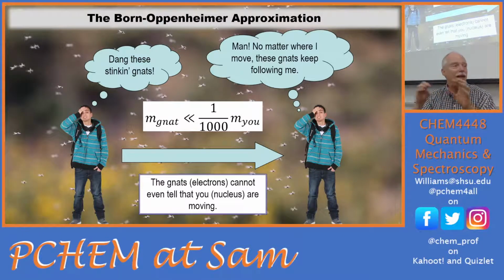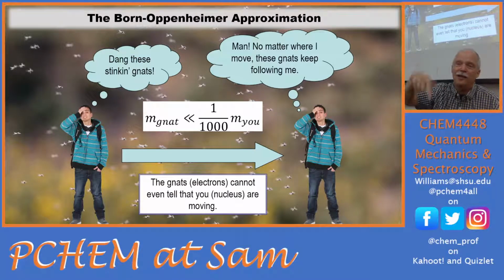So we can take advantage of this, and we can fix the nuclei in space and calculate the orbitals of the electrons. And then we can move the nuclei and calculate the next set of orbitals. So this separation of variables is a really helpful thing. It's the Born-Oppenheimer approximation. The gnats or the electrons cannot even tell that you or the nucleus are moving. So we might as well fix the nuclei, calculate the electron cloud, then move the nuclei, calculate the electron cloud, and see if we went down in energy.